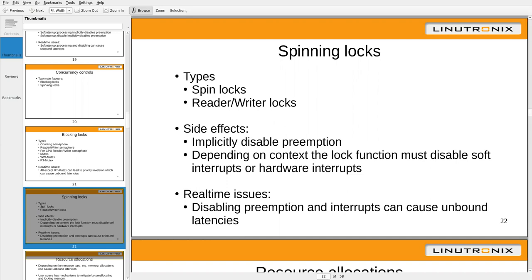Spin locks also implicitly have to disable preemption. Why? Assume you have a task running on a CPU, it takes a spin lock. Now it gets preempted, and the newly running task wants to acquire the same spin lock. It would spin forever because the lock owner is no longer running on the CPU and cannot release it.